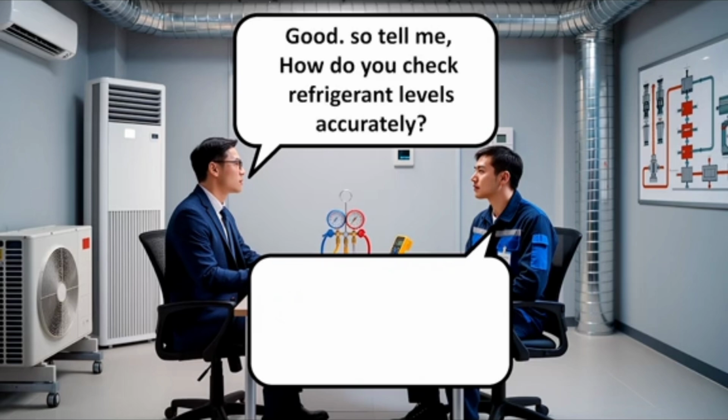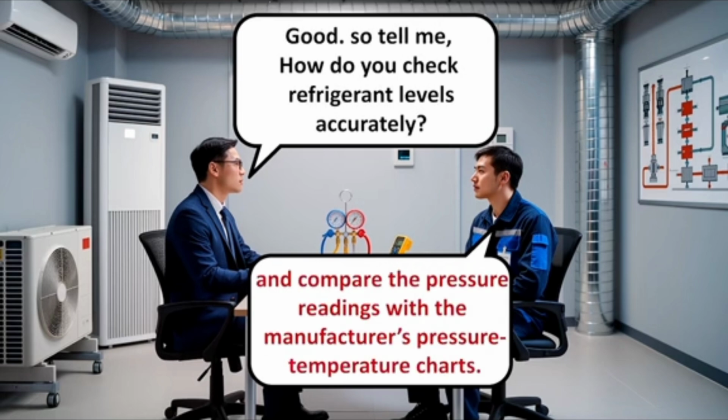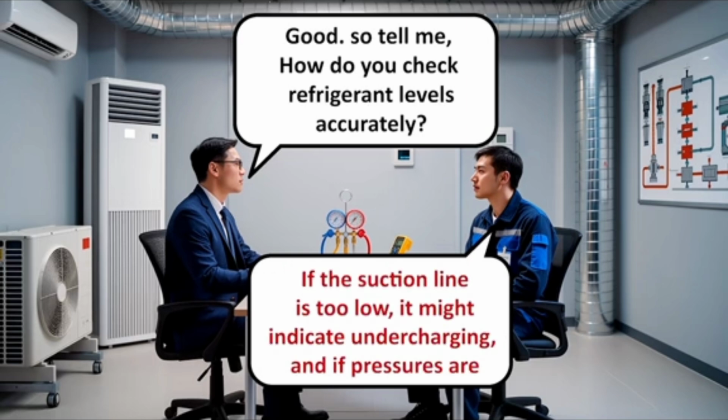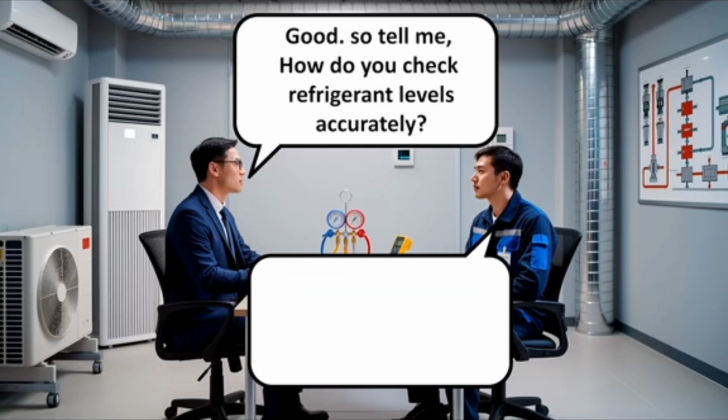Good. So tell me, how do you check refrigerant levels accurately? So to check refrigerant levels properly, I always use a manifold gauge set and compare the pressure readings with the manufacturer's pressure temperature charts. If the suction line is too low, it might indicate undercharging, and if pressures are unusually high, it can indicate overcharging or airflow issues.